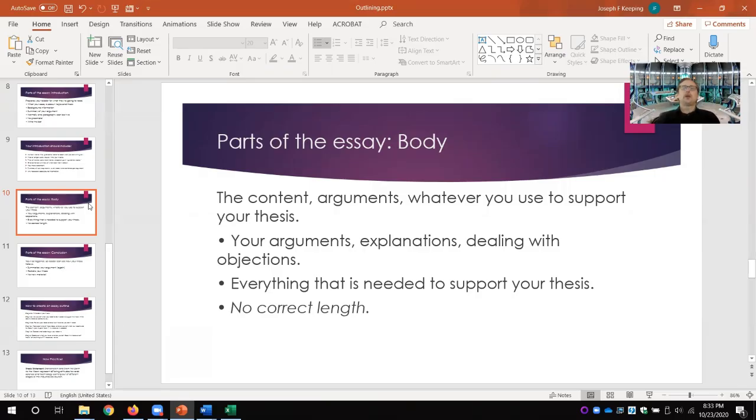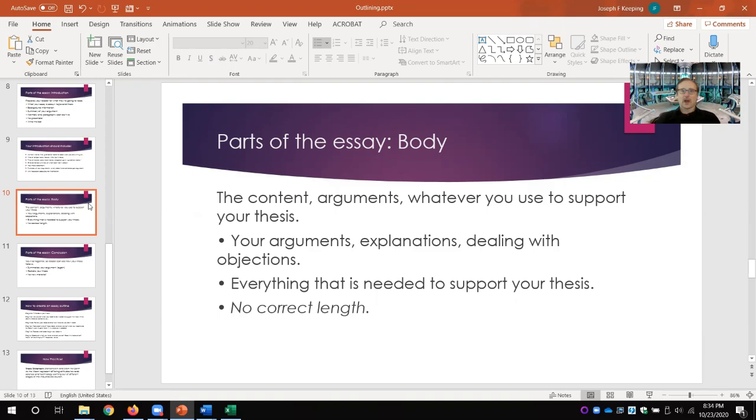In the body of your essay, you're going to be developing some number of points, and you're going to spend about one paragraph developing each one of those points. However, there is no correct number of paragraphs, and there is no correct number of points to develop in your essay. The correct length for the body of your essay is however long it needs to be in order to do the job of supporting your thesis.